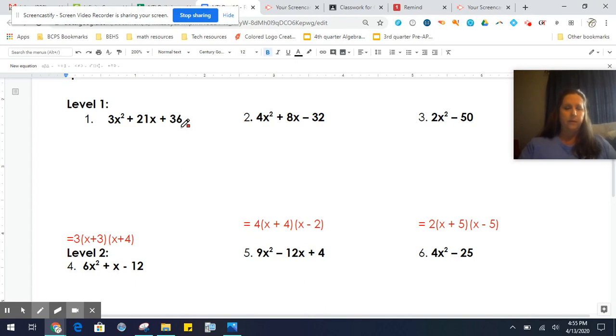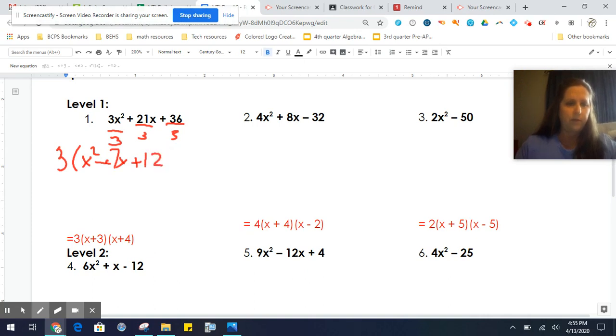And I can think of something that does that. 36 will divide by 3, and 21 will divide by 3, and of course 3 will divide by 3. So I'm going to divide all 3 of these by 3. 3 is my GCF, so it's going to hang out on the side. And then I'm going to have 3 divided by 3, which is 1, so I'll have x squared left over. Then I have 21 divided by 3, which is 7, so I will have 7x left over. And then I have 36 divided by 3, which is 12. So I have 12 left over.